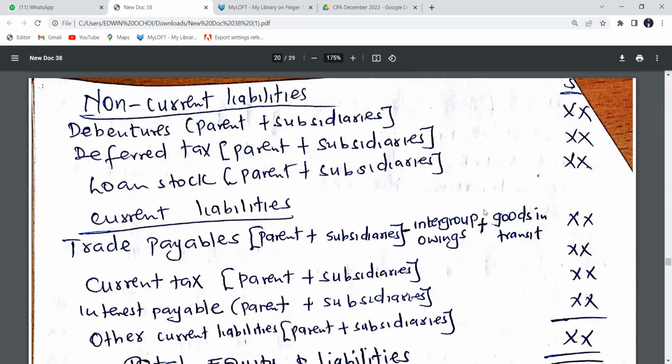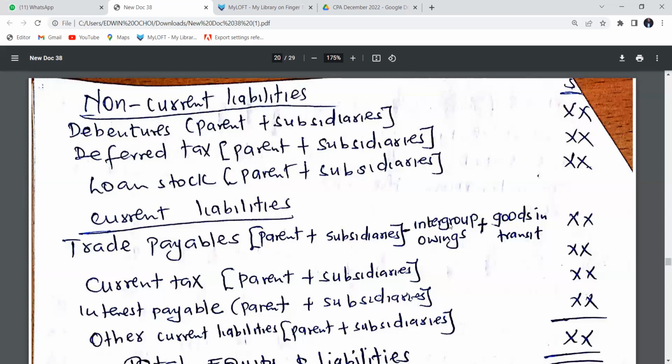Remember, these adjustments which I'm mentioning right now under payables: you minus intergroup owings, and you add goods in transit. Remember, I have already explained the double entries. Intergroup owings, which is deducted under payables, means that payable is debited. The other account I said would be affected is receivable, which is credited.